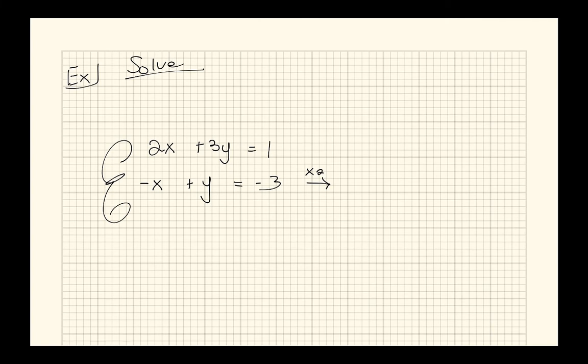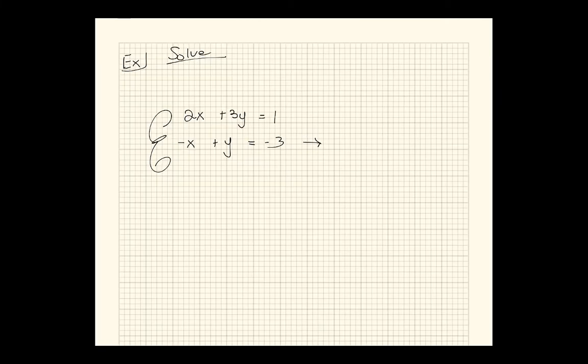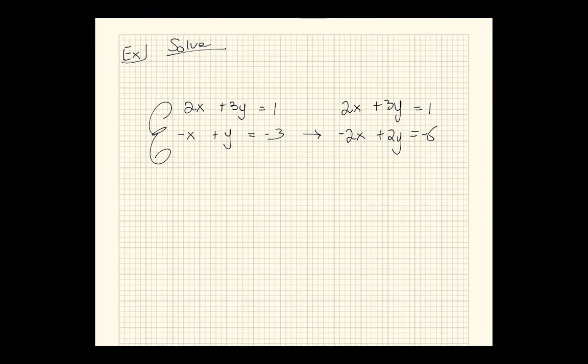Times 2. We will have a negative 2x plus 2y equals negative 6. My other equation was 2x plus 3y equals 1. And we can go ahead and add those two together, and you'll see the x's, 2x minus 2x, will cancel. 3y plus 2y is a 5y. 1 plus negative 6 is a negative 5. And you'll see if we divide by 5, we'll get a negative 1 for y. And then it doesn't matter, plug that y back into any of our equations up top.